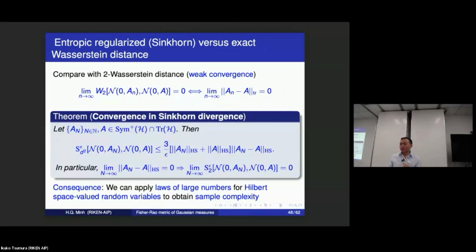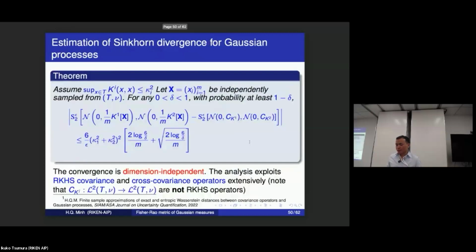One other thing is that convergence with the Wasserstein distance corresponds to weak convergence, and to convergence of the covariance operator in the trace class norm, which is a Banach space norm. Whereas for the Sinkhorn divergence, we have convergence in the Hilbert-Schmidt norm, which is a Hilbert space norm, and we can apply laws of large numbers for Hilbert space valued random variables to get sample complexity. Now for the Banach space norm, we can show almost sure convergence, but it is more difficult to obtain the sample complexity.